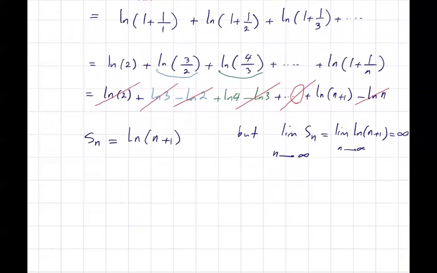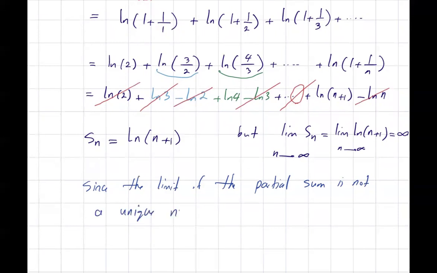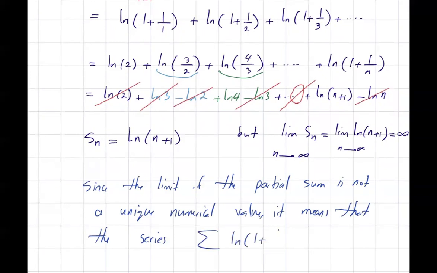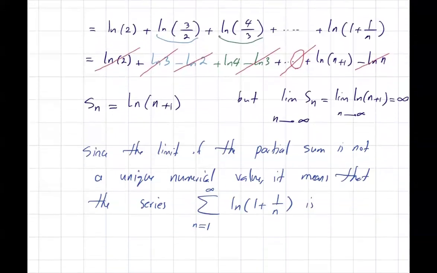So the limit of the partial sum is not a unique numerical value. So since the limit of the partial sum is not a unique numerical value, it means that the series of ln of 1 plus 1 over n, n starts from 1 goes to infinity, is divergent.